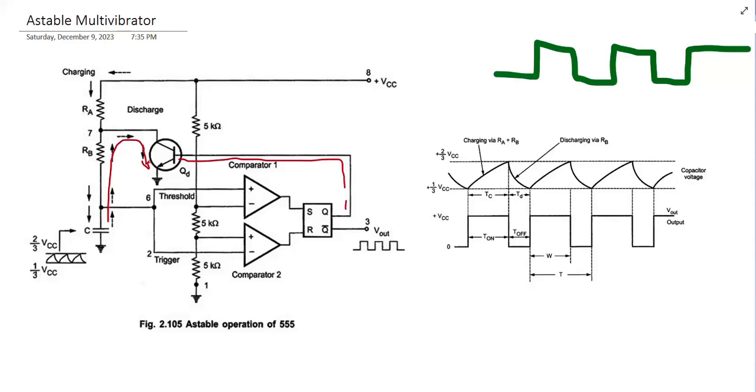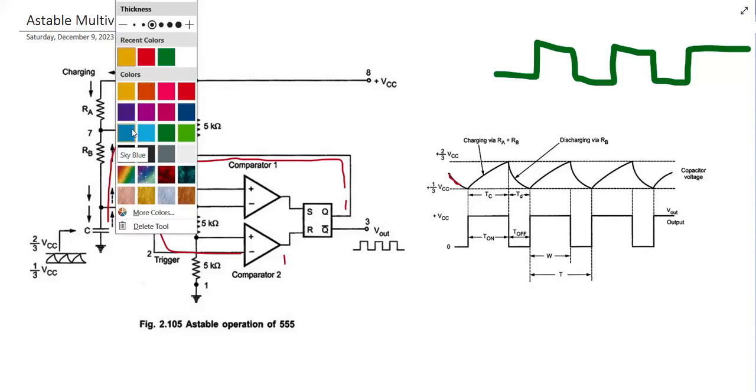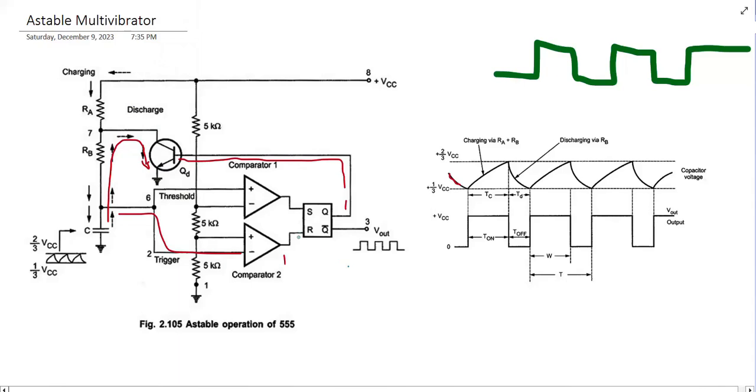When it starts discharging, at a particular time what happens? It goes below 1/3 VCC. So now this trigger line goes below 1/3 VCC. That makes our second comparator go high. So when the second comparator goes high, what happens to our R pin? R pin is given a high. That means the Q will be 0.